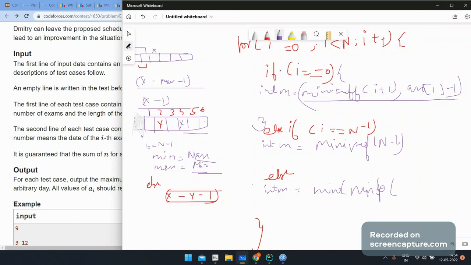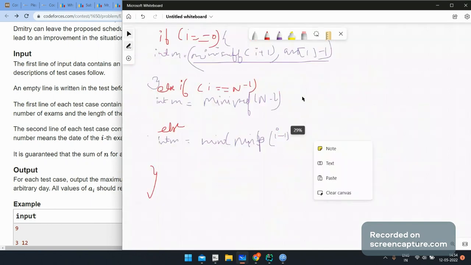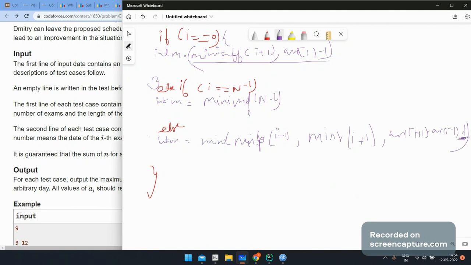Writing with mouse is a next level task. Comma max, comma again, that is min of suffix of i plus 1, comma array of i plus 1 minus array of i minus 1 minus 1. Here I made a mistake and got a wrong answer because I didn't put minus 1. So this is the gap which is created after erasing the ith element.